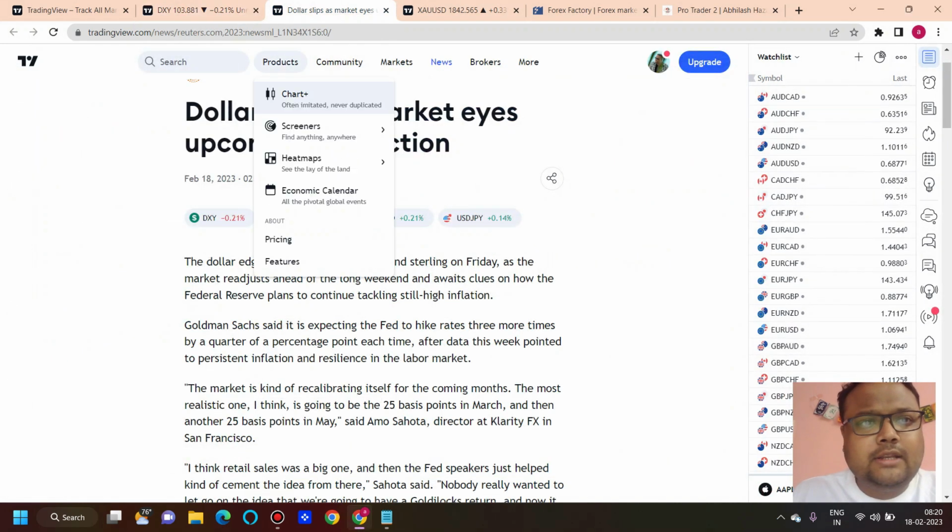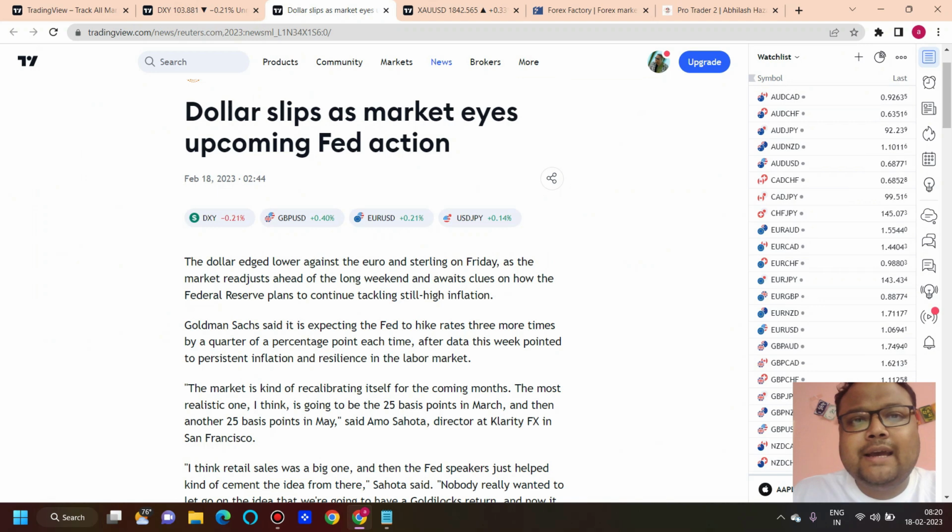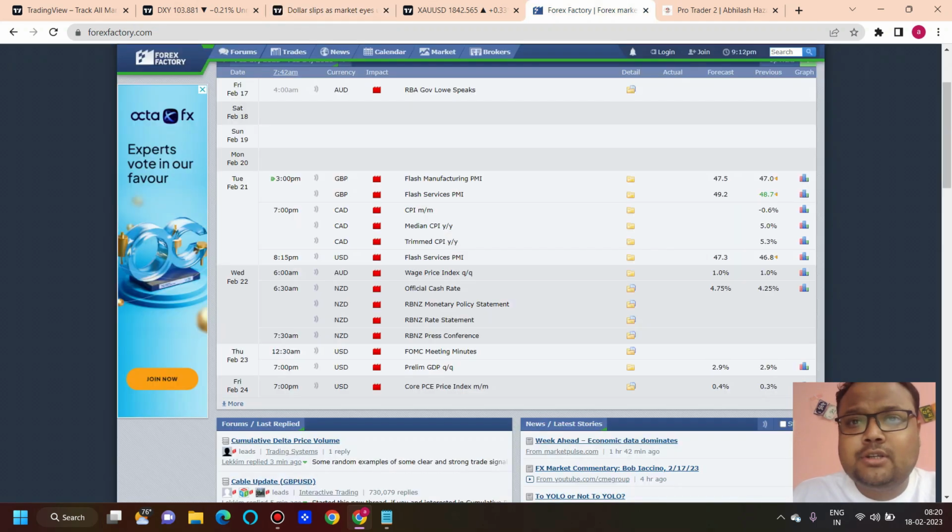And if we look at the news, then you can see dollar slips as market eyes upcoming Fed action. And when is the Fed action? Fed action is on Thursday, 23rd Feb. You can see FOMC meeting minutes. So maybe we will see a silent market on Wednesday, Thursday. Okay, then the market will be very volatile. Okay, so please be careful with your stop losses.